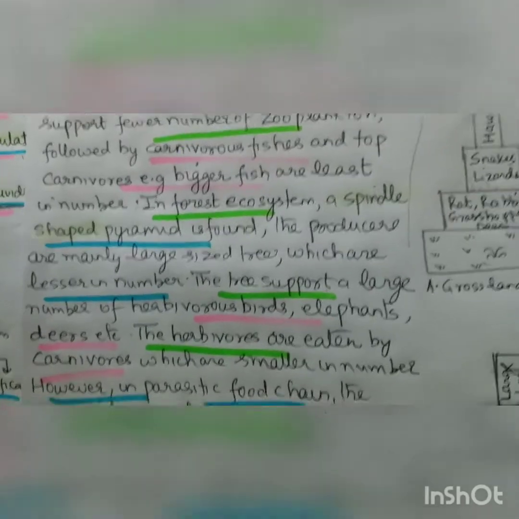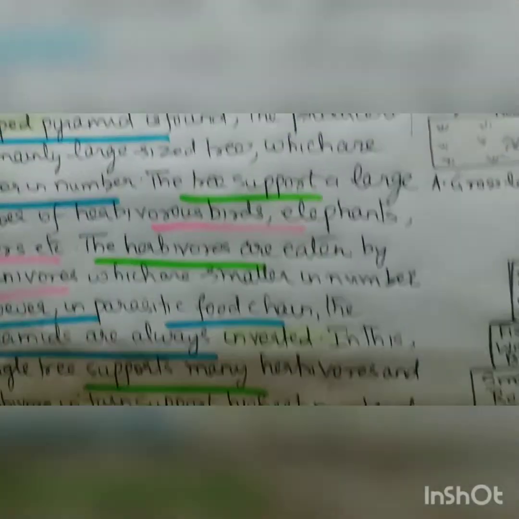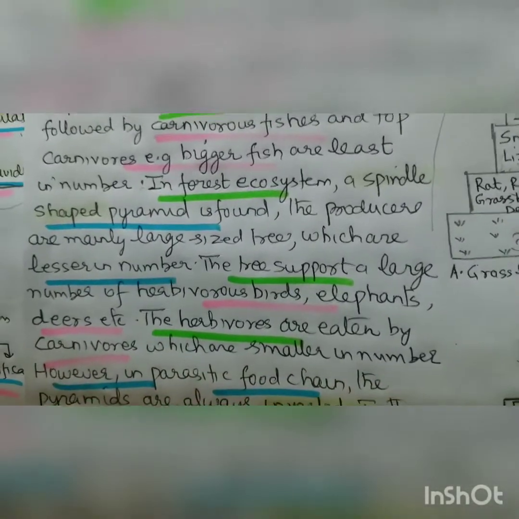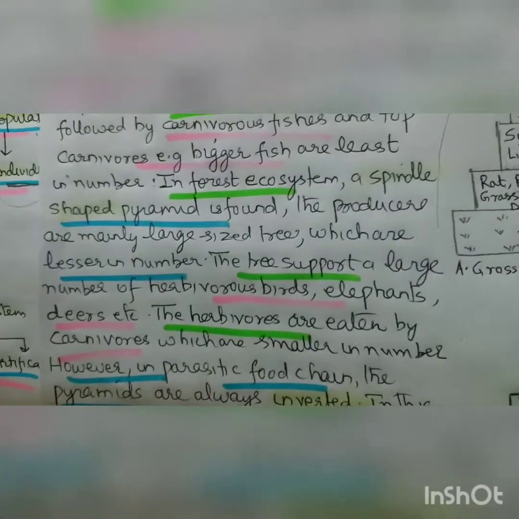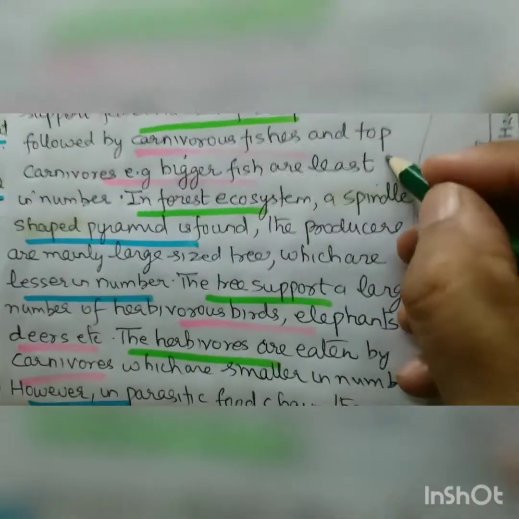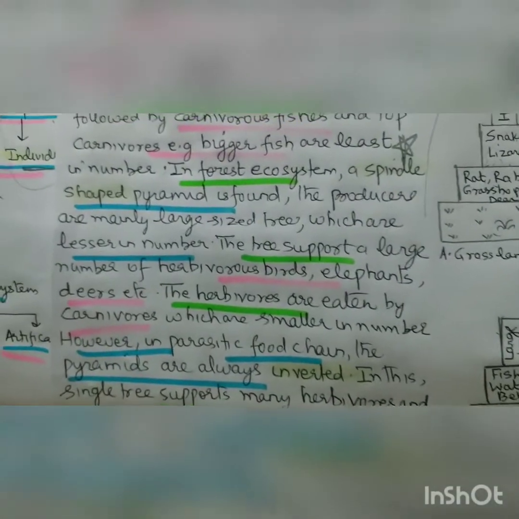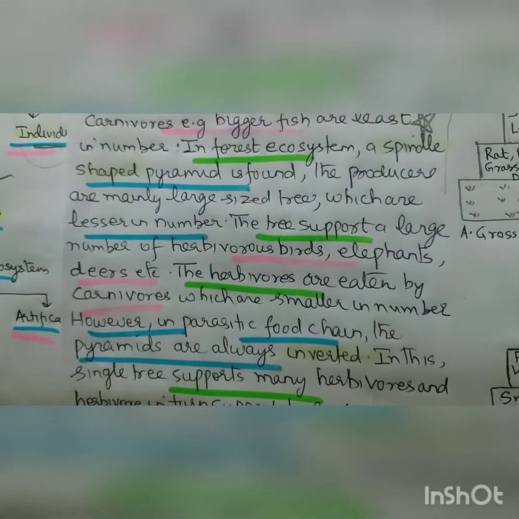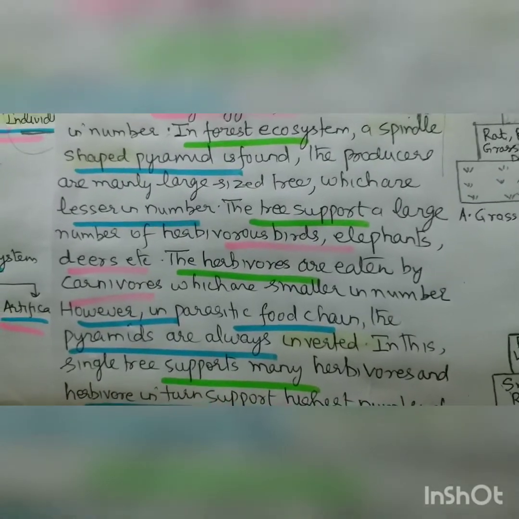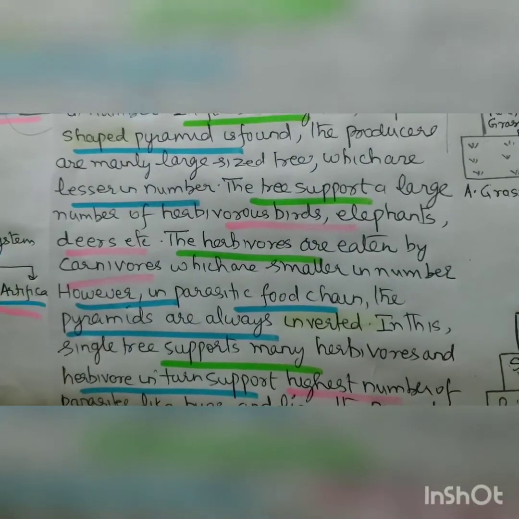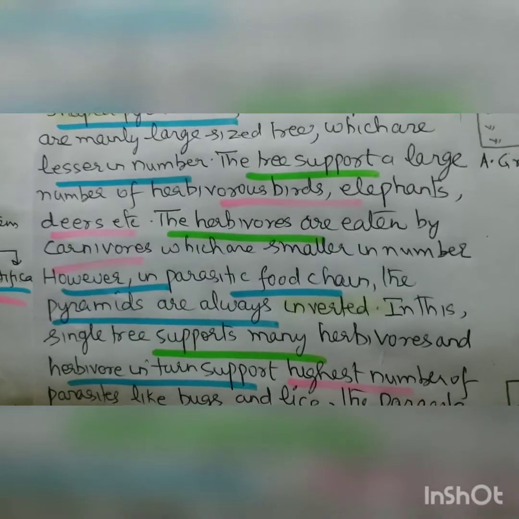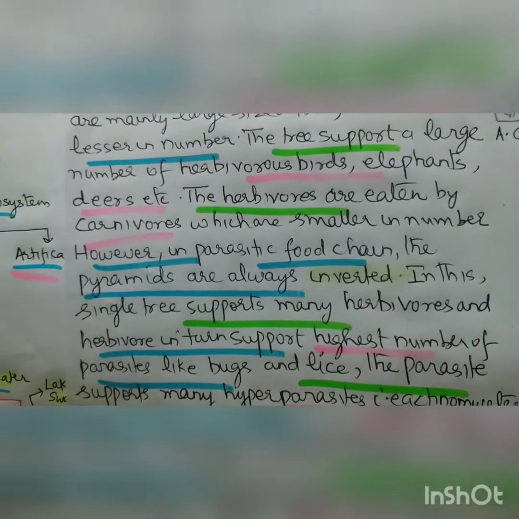Now we are coming to the next very important one. It is the forest ecosystem. A spindle shaped pyramid is found. This question will come. The producers are mainly large sized trees which are lesser in number, and each tree supports a large number of herbivores, birds, elephants and deer. The herbivores are eaten by the carnivores which are smaller in number.